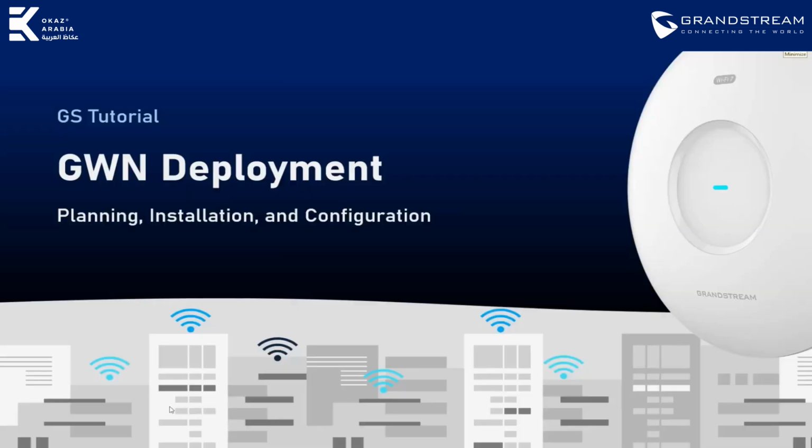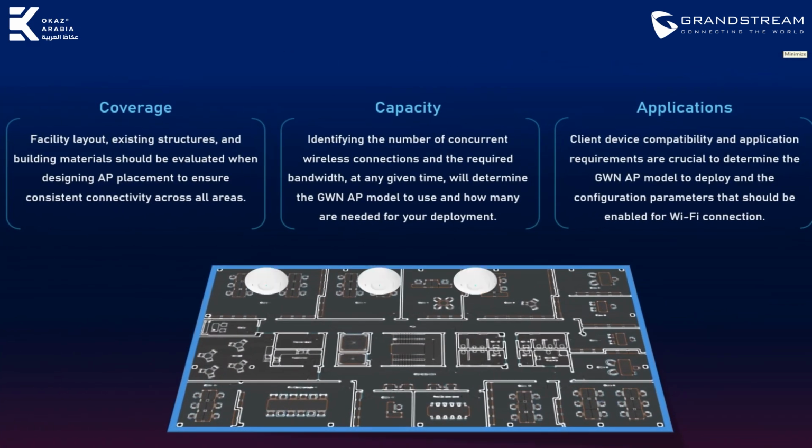In this video, we outline the best practices for optimizing wireless performance on your Grandstream GWN devices. We'll cover essential deployment steps that you need to consider to effectively plan, install, and configure a Wi-Fi network. These steps involve conducting a site survey, strategically placing access points, managing radio frequency, and more. By following these guidelines, you can build a stable, efficient, and high-performing wireless network.